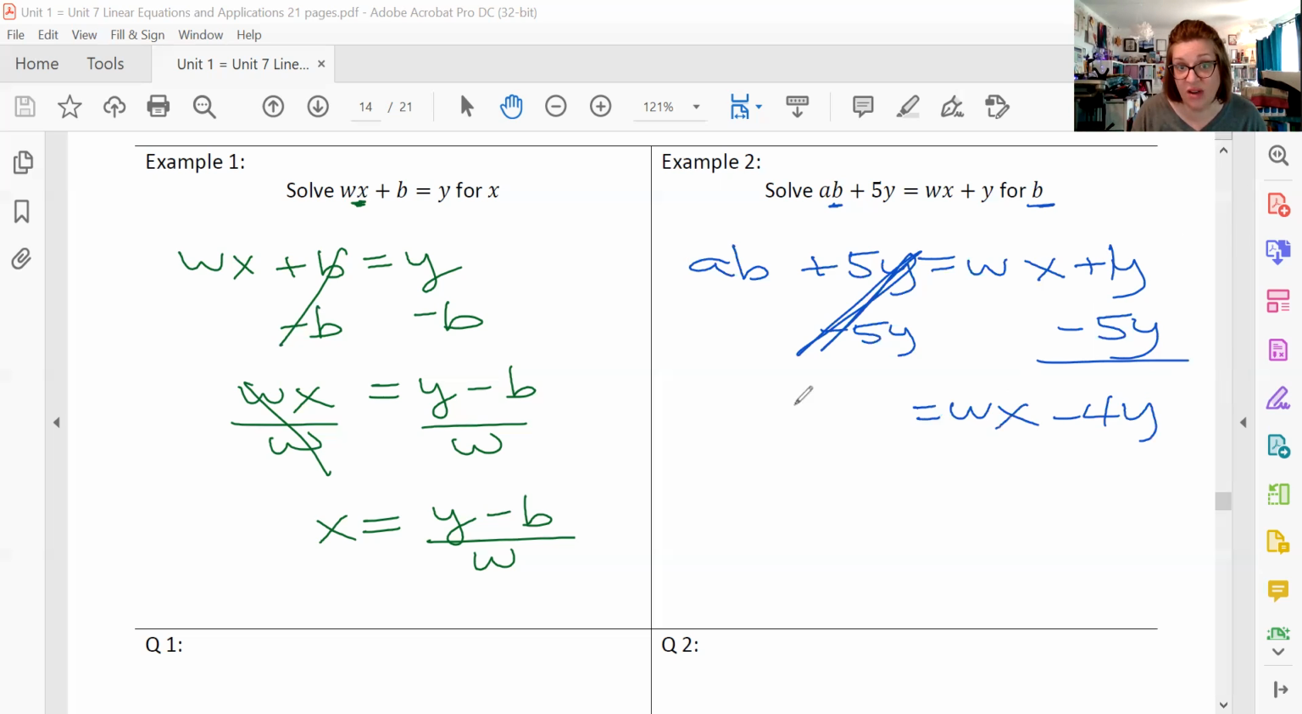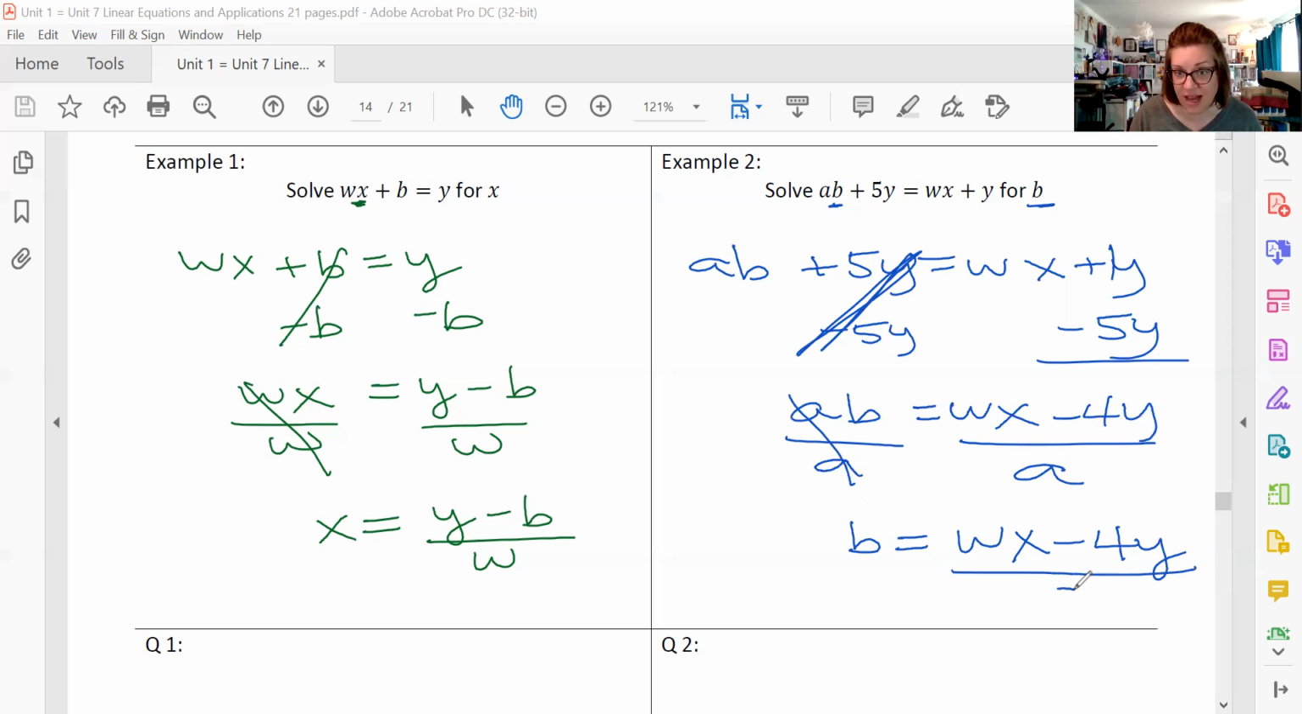wx comes straight down. I haven't done anything with it, and I still have that a and the b. So how do I get the b by itself? I'm going to divide by a. Whatever I do on one side of the equal sign, I've got to do on the other side. So after all of that, b is going to equal wx minus 4y, divided by a.